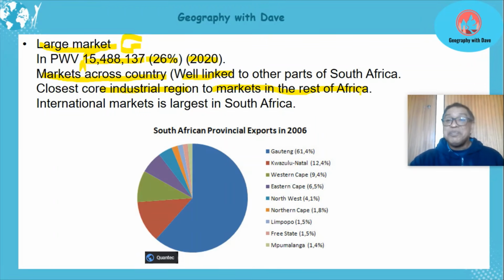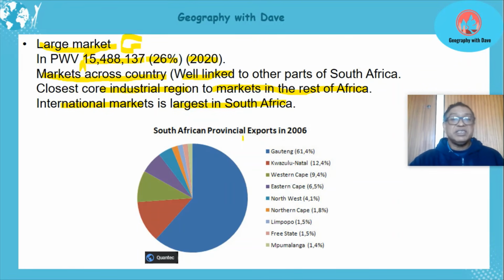It's right on top. So if we have to use rail or whatever to transport things to the rest of Africa, the Gauteng region is the closest to the rest of Africa, which also is a positive. International markets, largest in South Africa.